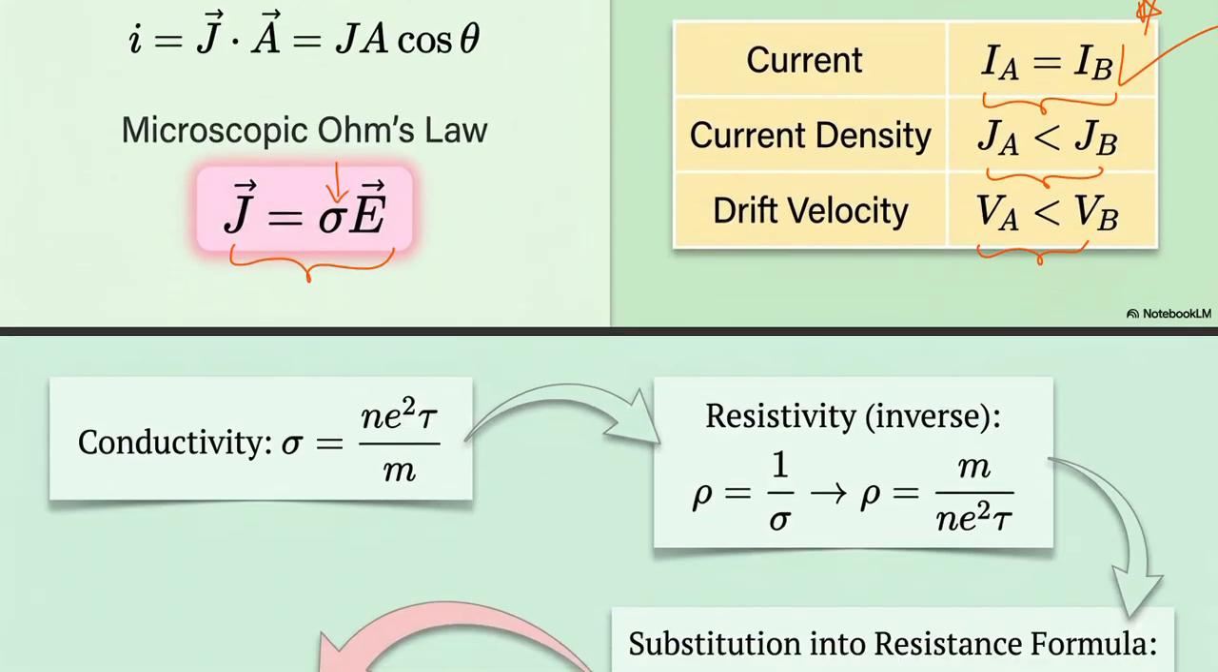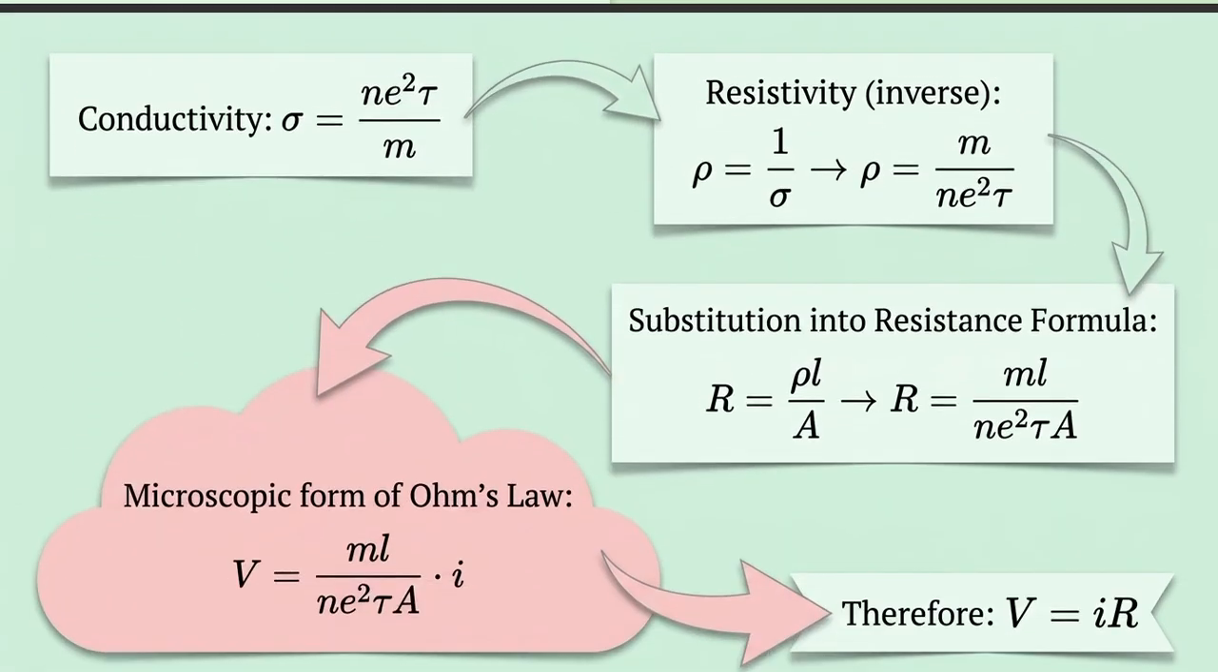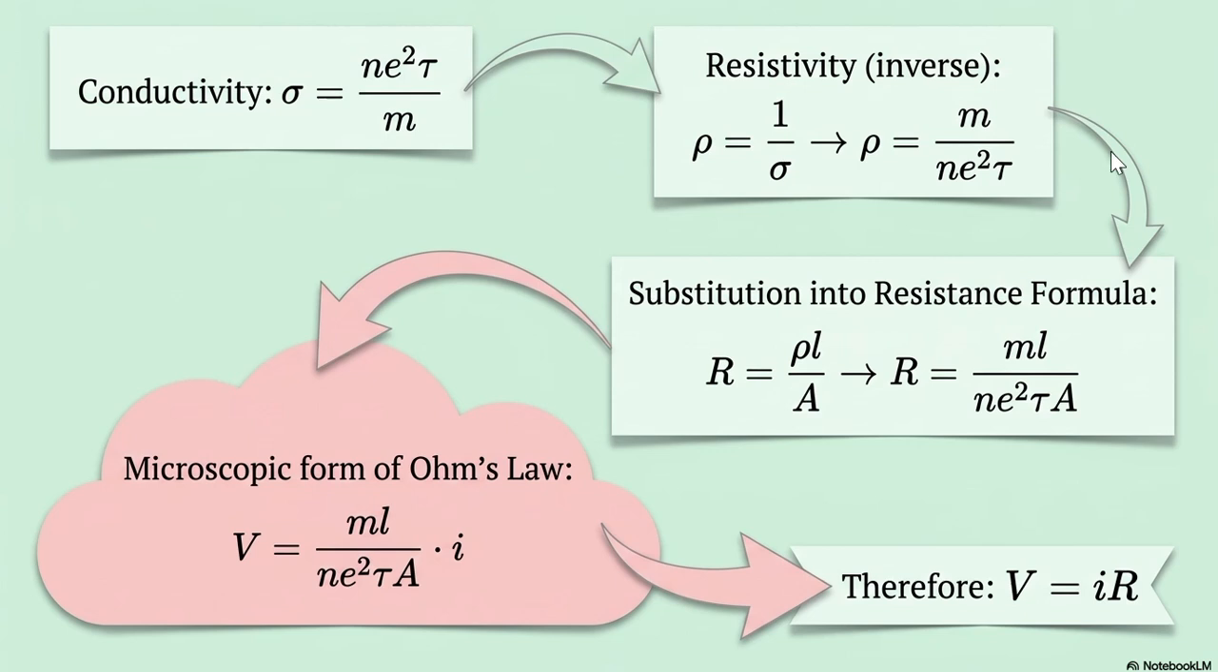Look at the next slide. In this slide we have the conductivity, resistivity, resistance and voltage relations. The conductivity formula in terms of relaxation time is Ne square tau upon m. This tau is nothing but relaxation time. It is the time between two collisions of the particles. If you want to write resistivity, resistivity is nothing but the reciprocal of conductivity. So if we apply this formula, resistivity is m upon Ne square tau.